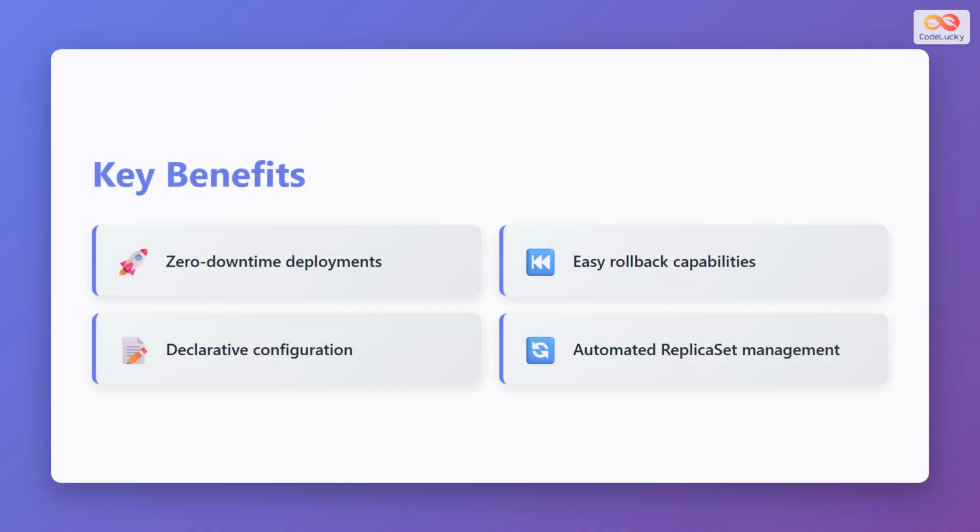Let's recap the key benefits of using Kubernetes deployments. First, they enable zero-downtime deployments, meaning your application remains available to users even during updates. Second, easy rollback capabilities allow you to quickly revert to a previous stable version if issues arise. Third, declarative configuration means you describe what you want, and Kubernetes handles the implementation details. Finally, automated ReplicaSet management means you don't have to manually create or manage ReplicaSets. The deployment controller handles all of that for you. These features make deployments essential for managing production applications in Kubernetes.